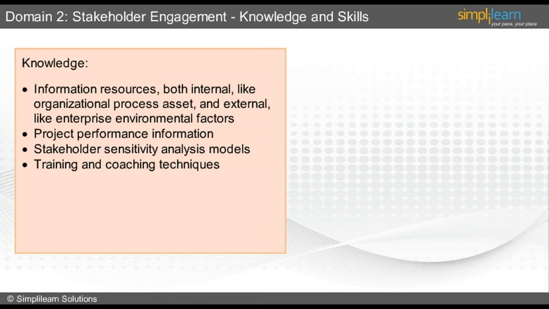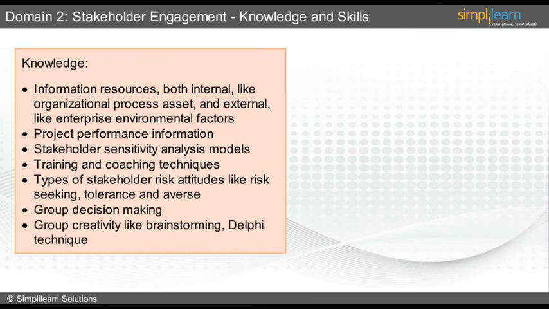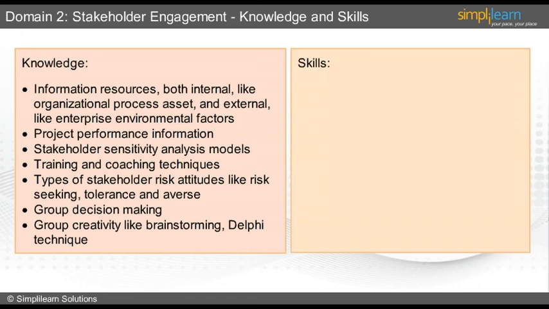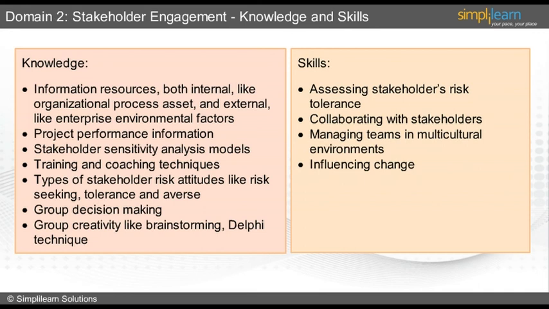management related topics. Types of stakeholder risk attitudes like risk-seeking, tolerant and averse. Gap should be addressed through group decision-making and group creativity, such as brainstorming, Delphi method, etc. To understand the techniques like Delphi, brainstorming, etc., please refer to PMBOK. The skills required for achieving stakeholder engagement are: the project manager should use assessment of stakeholders' risk tolerance, collaboration with stakeholders, understanding and managing teams in multicultural environments, and influencing the changes for better prospects.